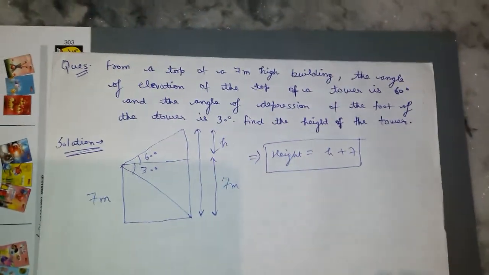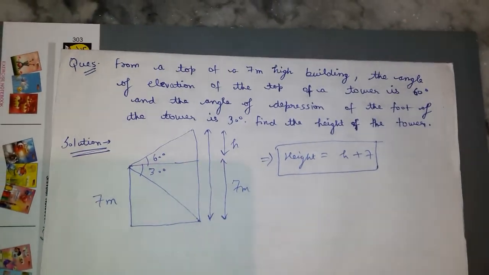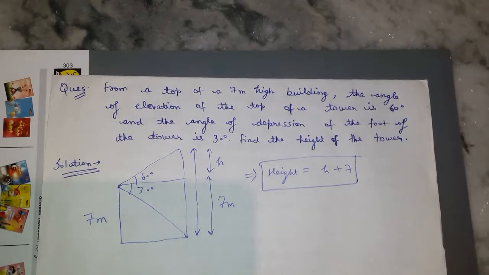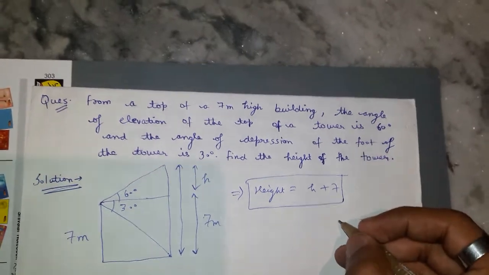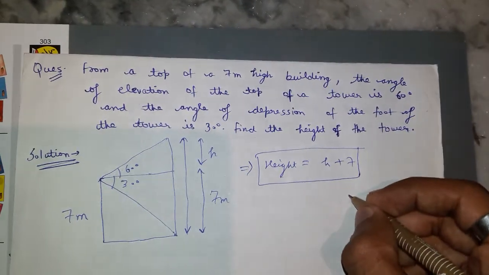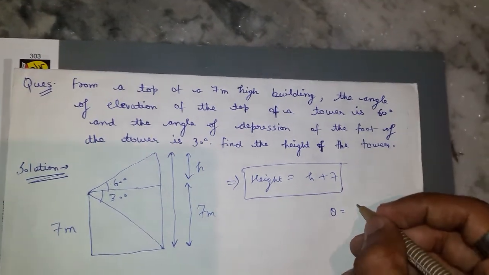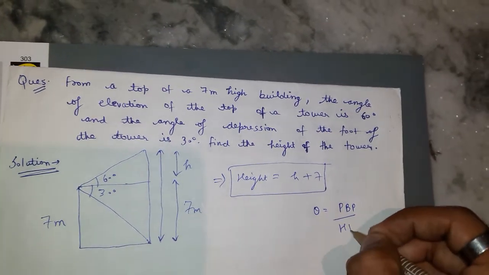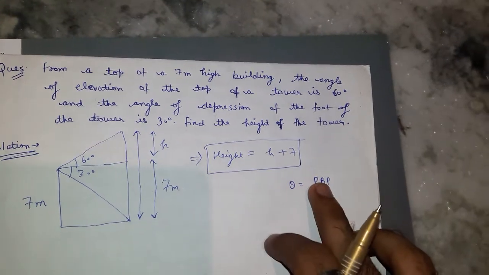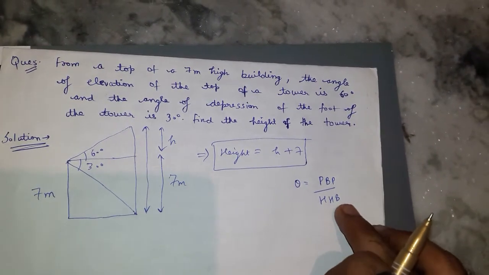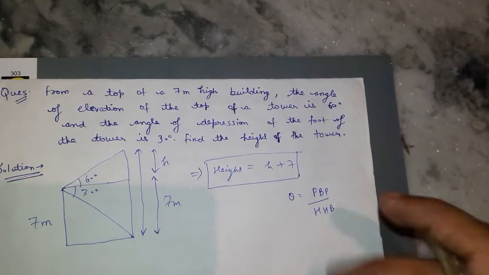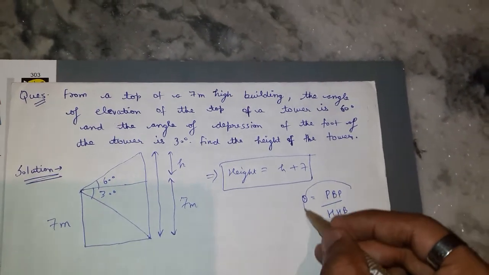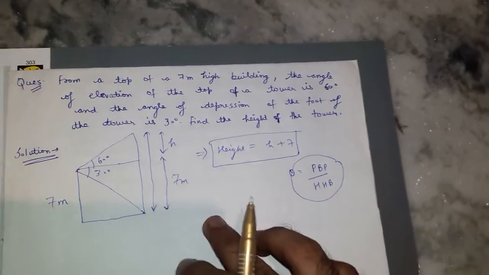Whenever you have to solve this kind of question, you have to remember the different relations of sine, cos, tan: perpendicular, base, hypotenuse. So sine, cos, tan, cot, sec, cosec. If you know this, then you can solve any question.